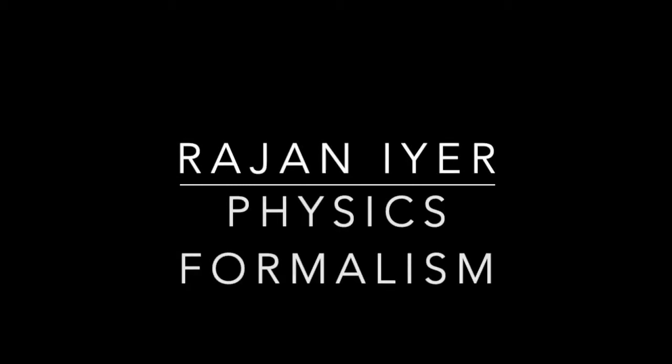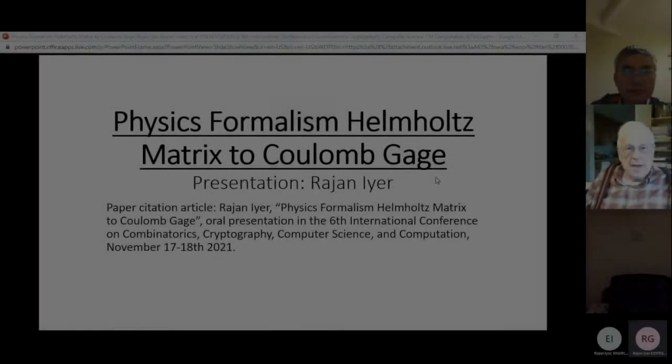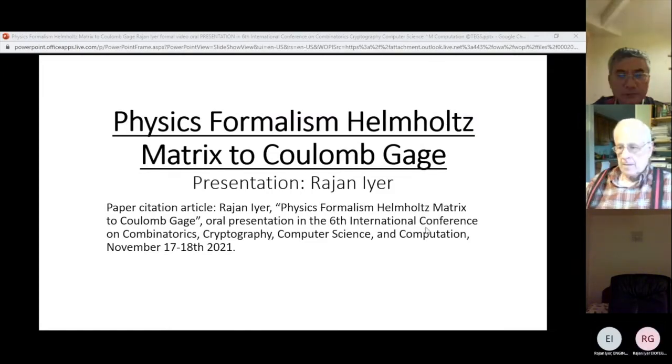Okay, it's the physics formalism, Helmholtz matrix to Coulomb gauge. The idea is that everything right now is derived from set theory and things like that, and there's also one from quantum physics and another from relativistic physics, the photons and everything. But I thought we go back and start at the point level itself. So you can imagine the whole universe to be a matrix of points.